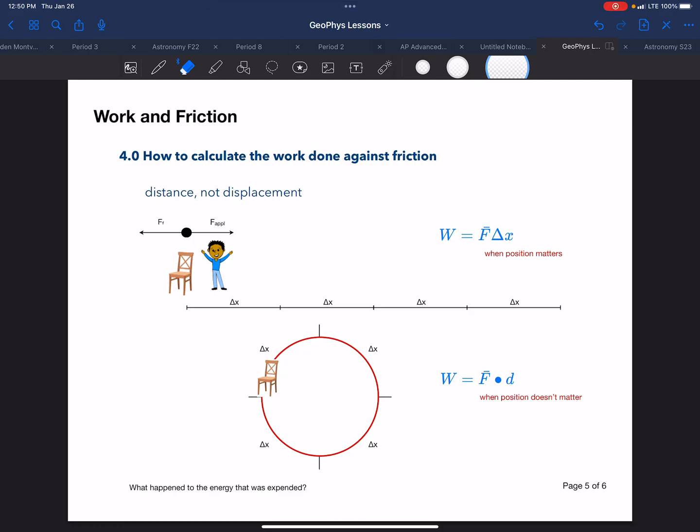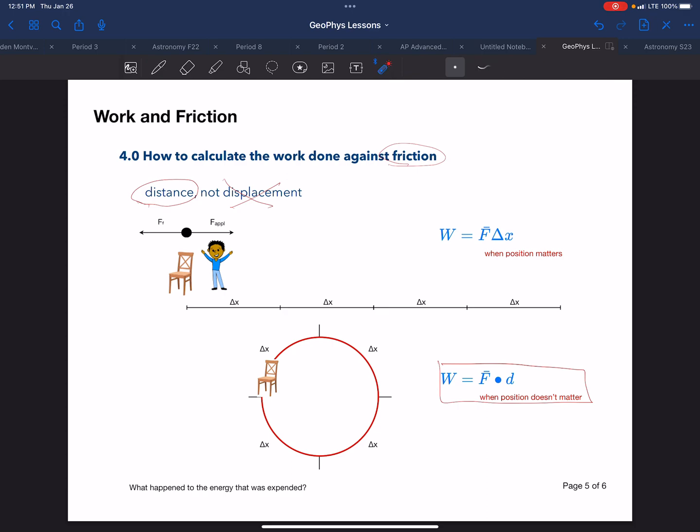Let's talk about how to calculate the work done against friction. Now, we've done a little bit of this before. When we're talking about friction, the formula is really about distance, not displacement. We use the average force times the change in position when position matters. But when position doesn't matter, we use average force times distance. Friction is one of those cases where position doesn't matter. This is the one we want: average force times distance.